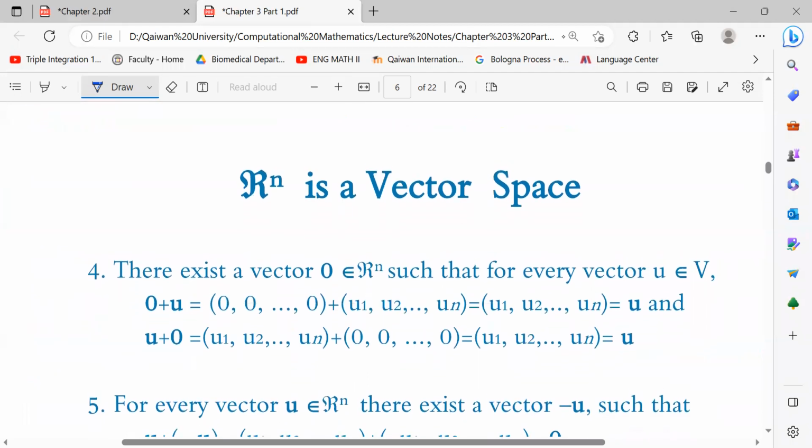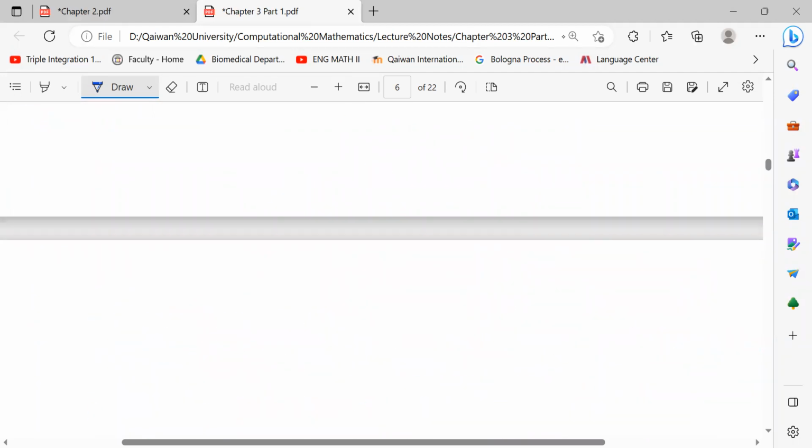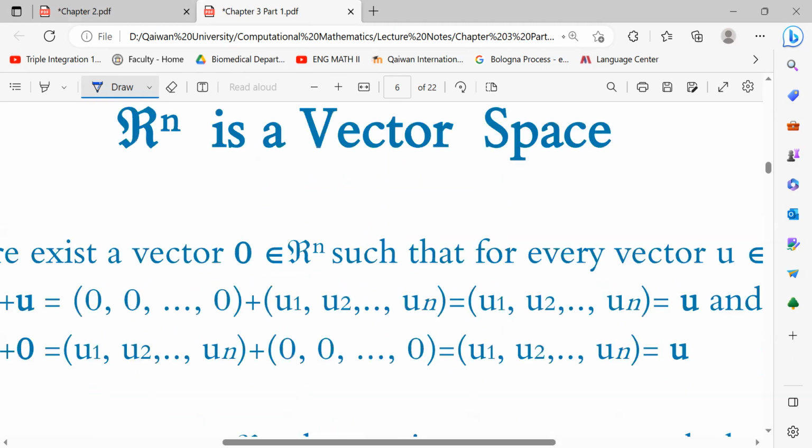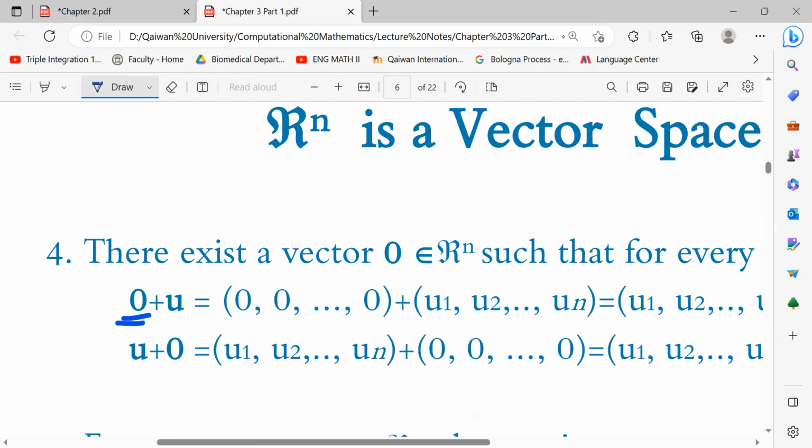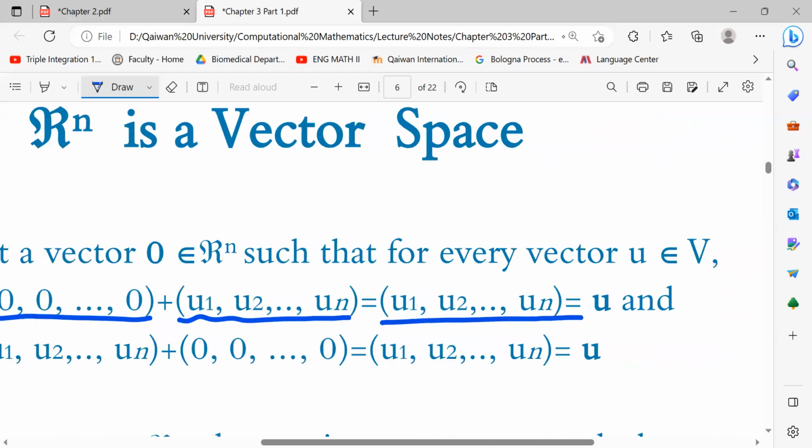For the fourth one, we must have an additive identity, and the fifth one is the additive inverse. For additive identity, we say if we add a zero vector to any vector, we must get the vector itself. Let's check. This is an n-tuple where the elements are zero, plus u1 up to un. Can we get u1 up to un also?